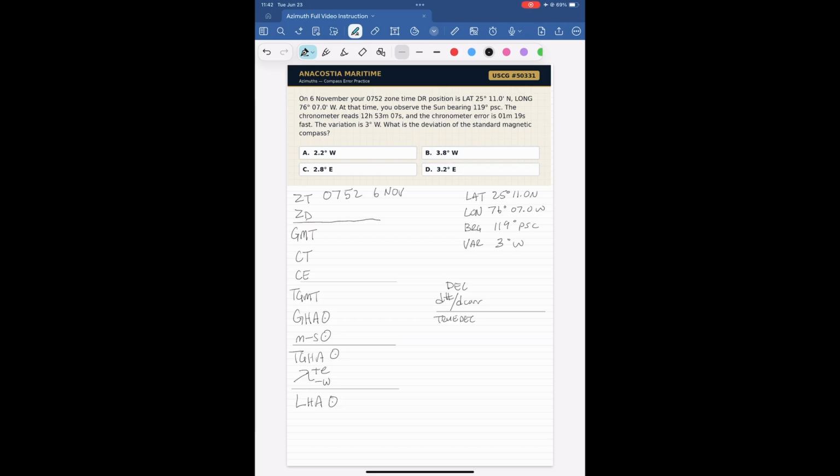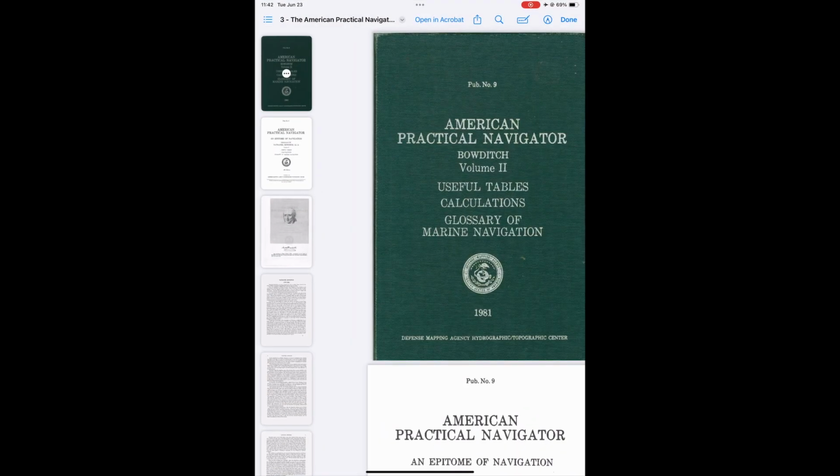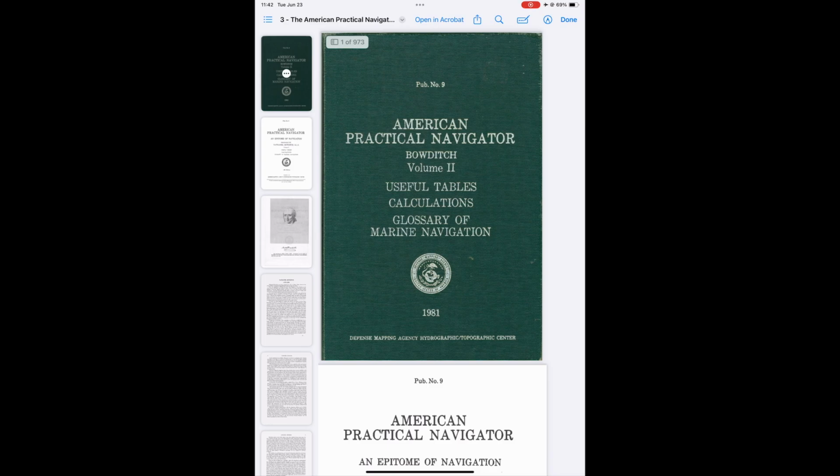So the first thing I need to do is figure out the zone description. And there are a few ways I can do that. The easiest for me is going into the Bowditch. They have a table there for me. So let's go with the Bowditch. All right, and I love the Bowditch 1981. That's my baby. You should see my actual Bowditch. I'm never giving it up. All right, let's scroll.